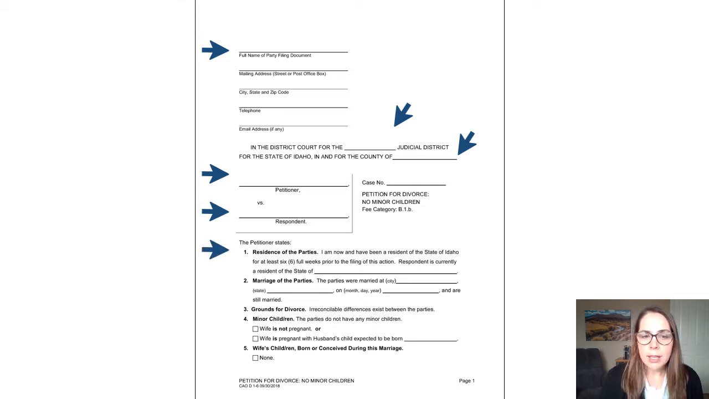Paragraph 1 states that you are a resident of Idaho for at least the last 6 weeks prior to filing, and you'll identify the state where the other party lives. Paragraph 2 gives the date and location of the marriage. Paragraph 3 gives the grounds for divorce, irreconcilable differences. Paragraph 4 identifies if anybody is expecting as a result of the marriage. Paragraph 5 just verifies whether or not any minor children were born during the marriage.